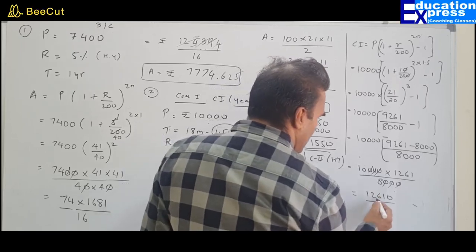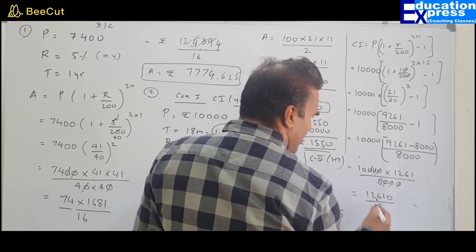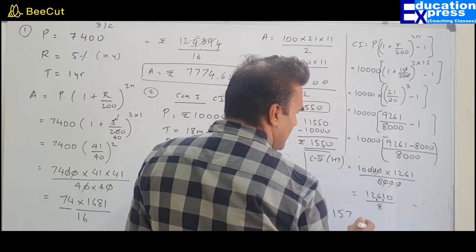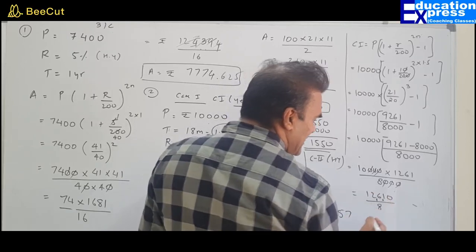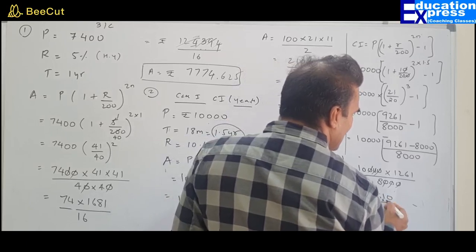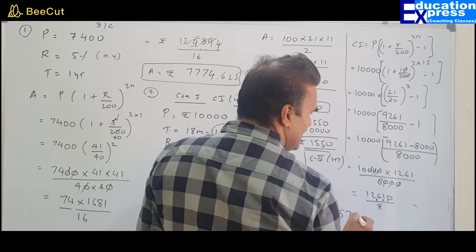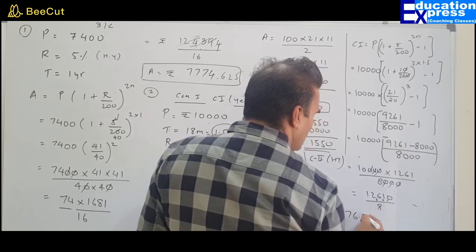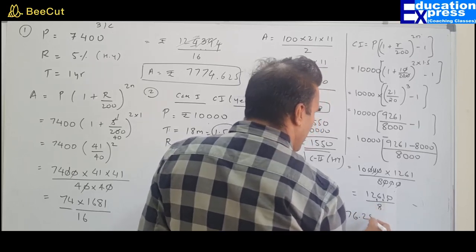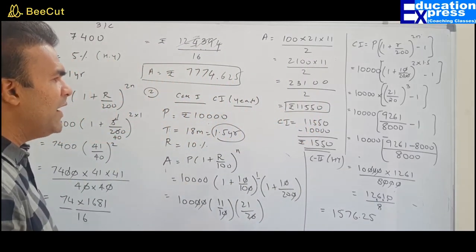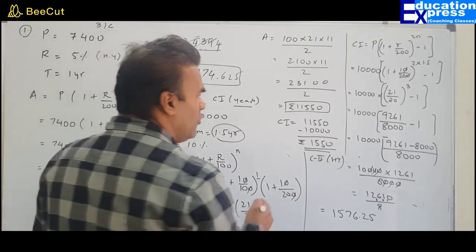8 ones are 8, 8 fives are 40, 8 sevens are 56, 8 sixes are 48. So we get 1576.25. My dear friends, notice this.